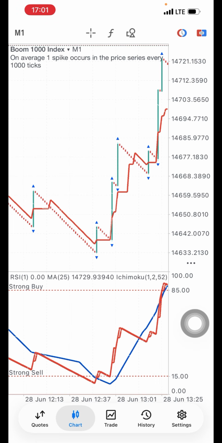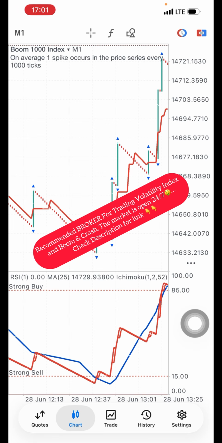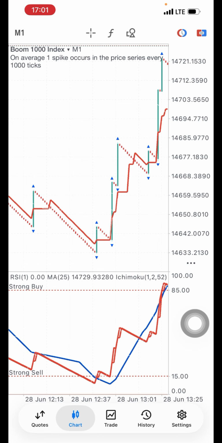This is a very simple strategy. I'm going to try to make it as simple as possible. So before I share the settings, I will explain how to take your entry and exit with the strategy. Then after that, I will be showing you how to set it up. So make sure you don't go anywhere. Now I'm going to go straight to the point.